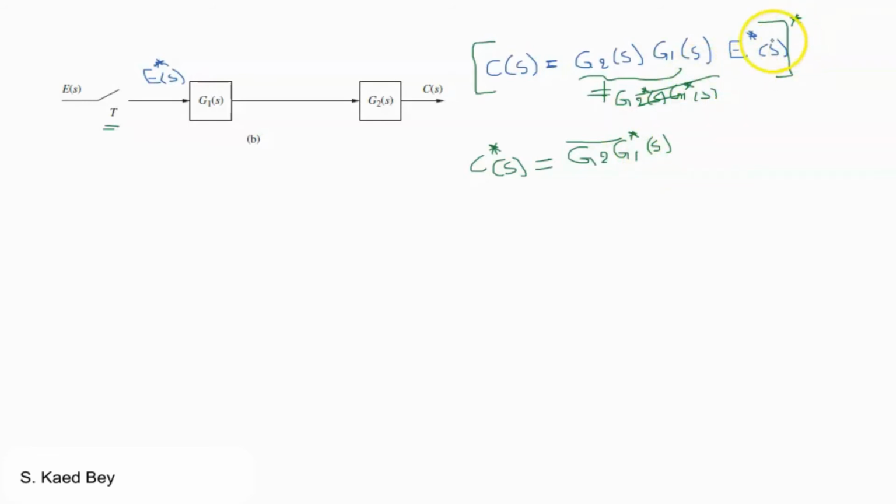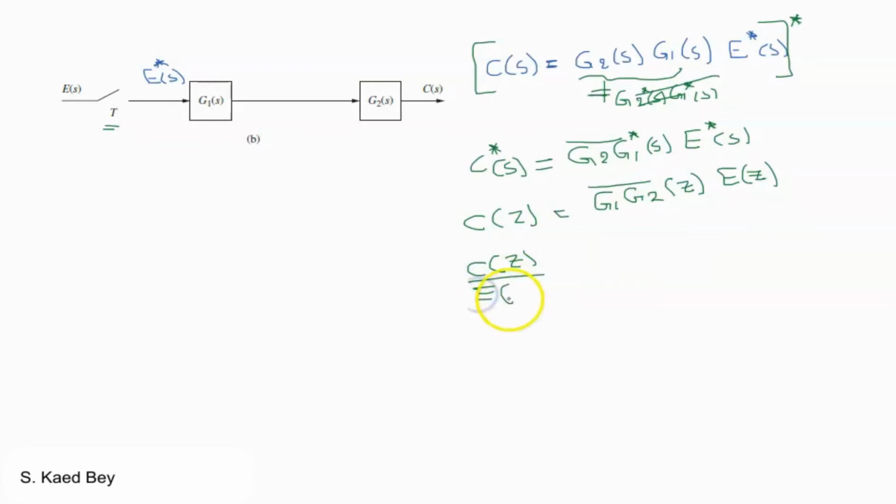Let's get back. So the star of E star of S will be the same, E star of S. And in this case, we can find the relation in the Z domain, and the open loop transfer function can be obtained as C of Z over the input equals G1, G2, both multiplied before converting this to the Z domain.